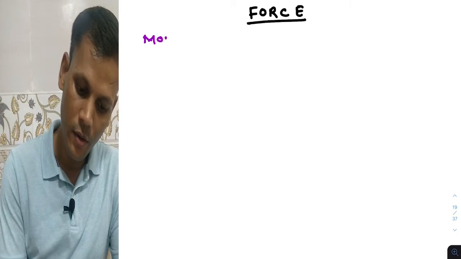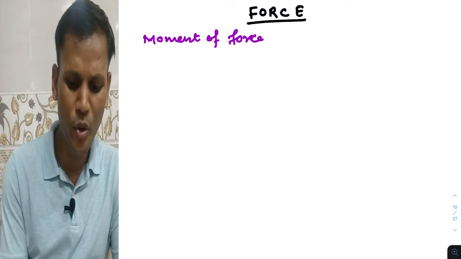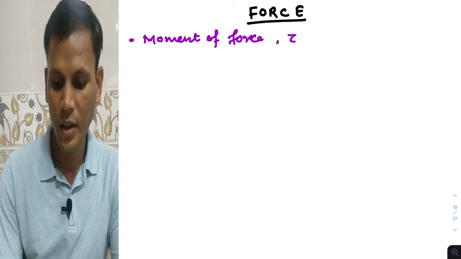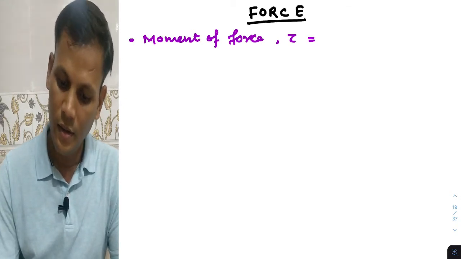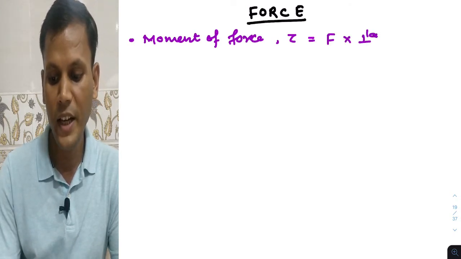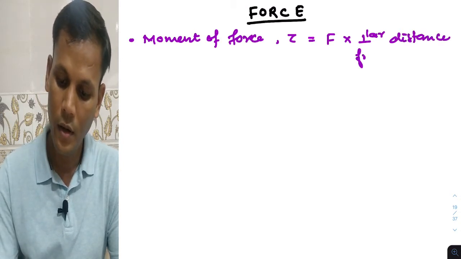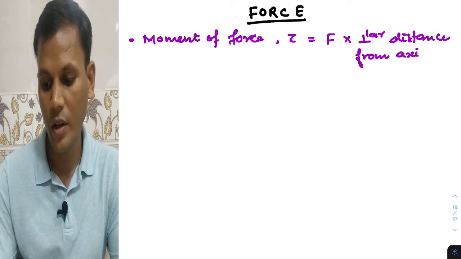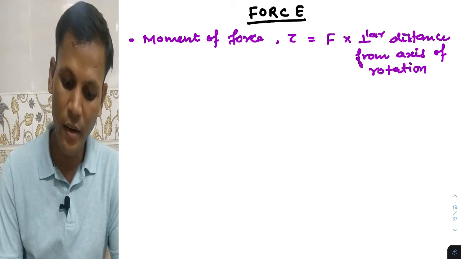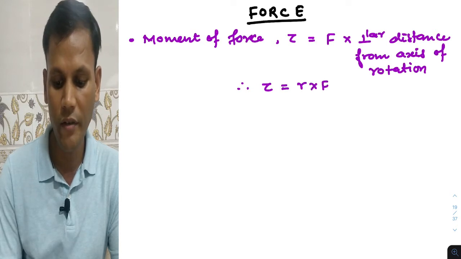moment of force. Especially, I am going to tell the formula. Moment of force is represented by torque, tau. It is the product of force and perpendicular distance from the axis of rotation. In general, we can write tau is equal to R into F.